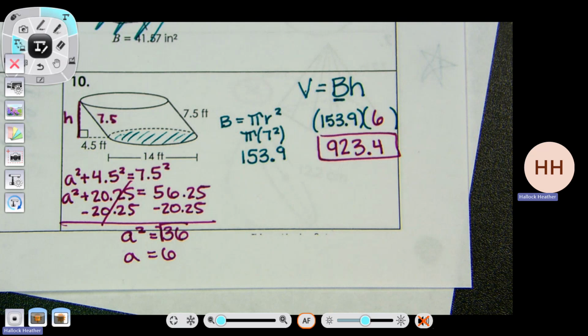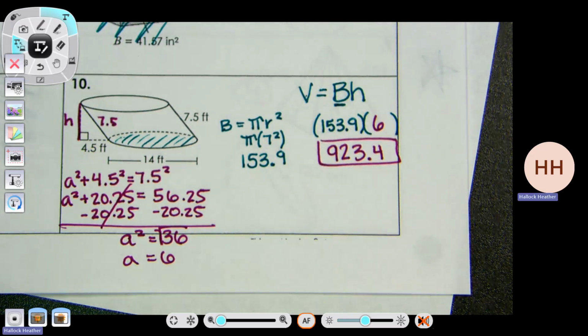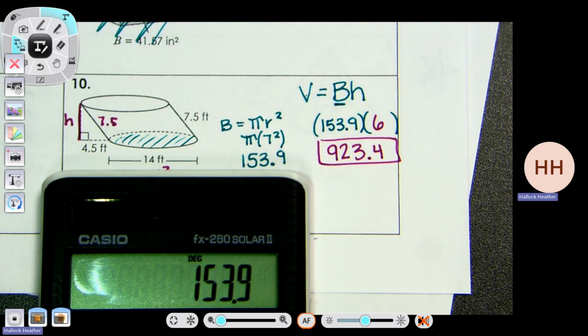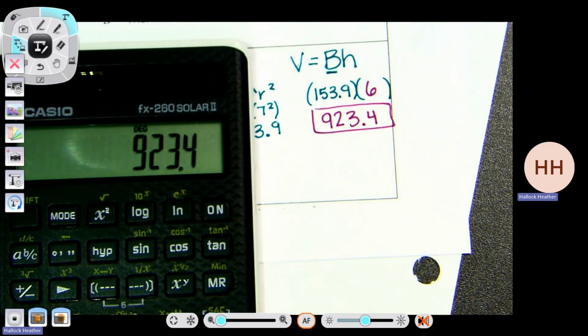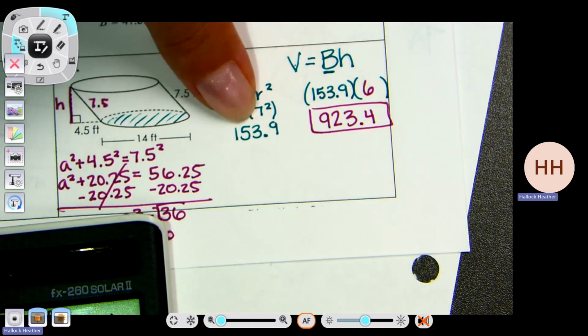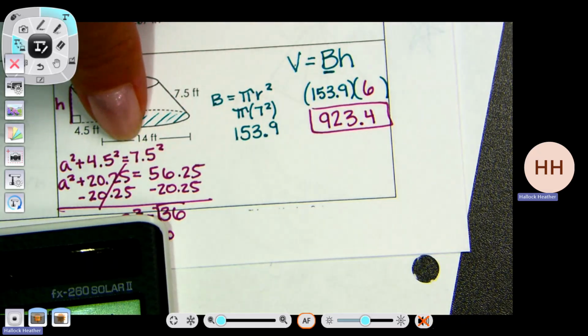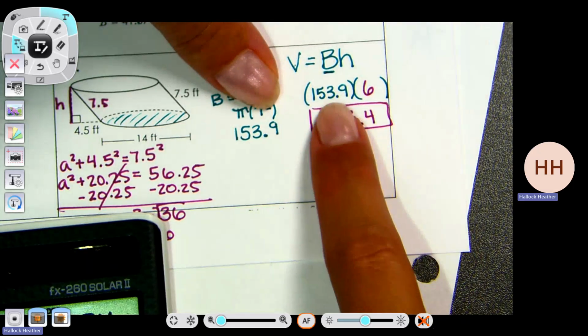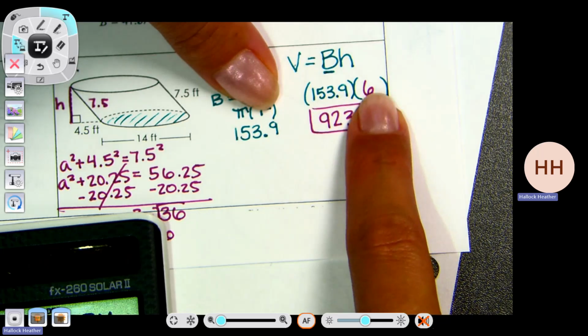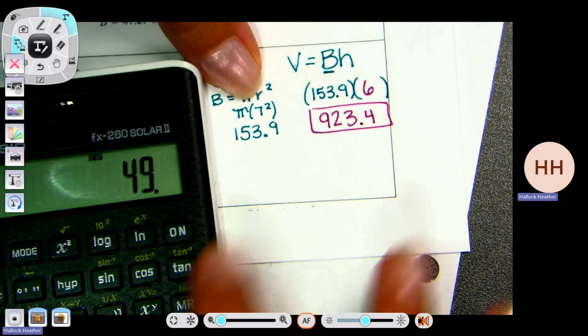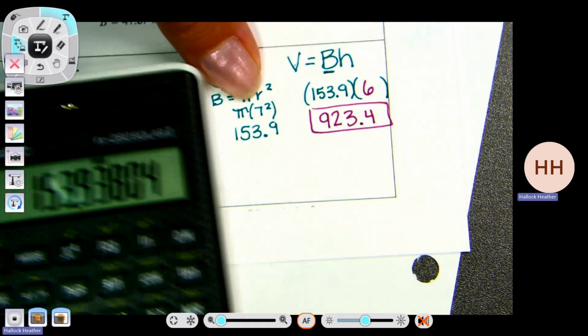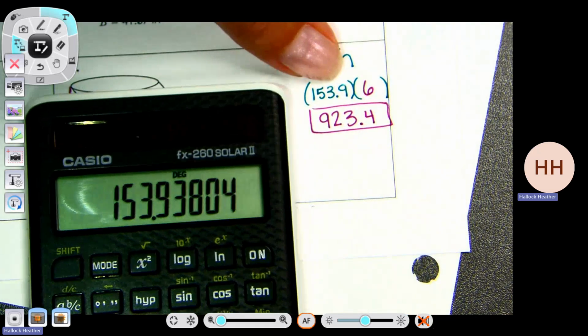Okay. I got it wrong. What did I get wrong? 153.9 times 6. Oh, okay. So good point. Because I had to clear out my calculator to use the Pythagorean theorem, I used the rounded decimal, which is 153.9 times 6. So it's slightly off if you go back and retype 49 times pi and then use the whole decimal and then times it by 6.